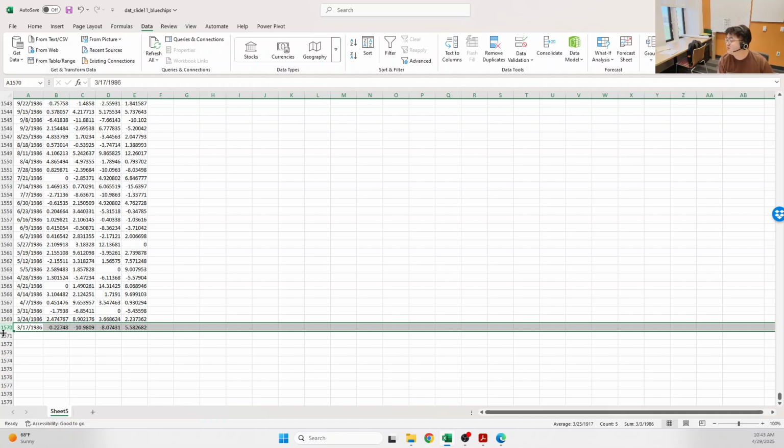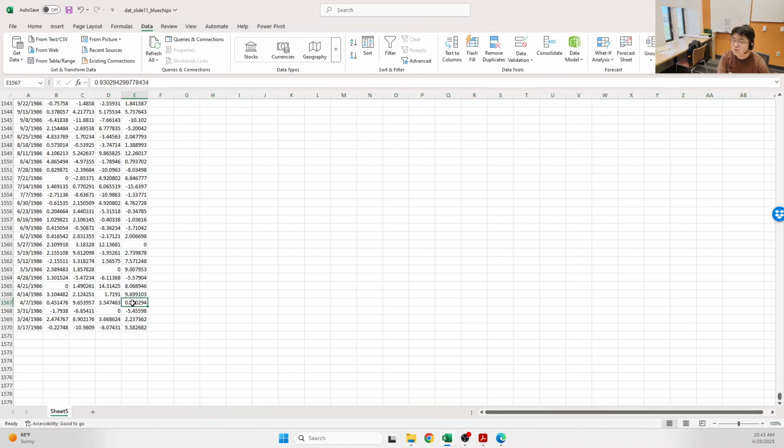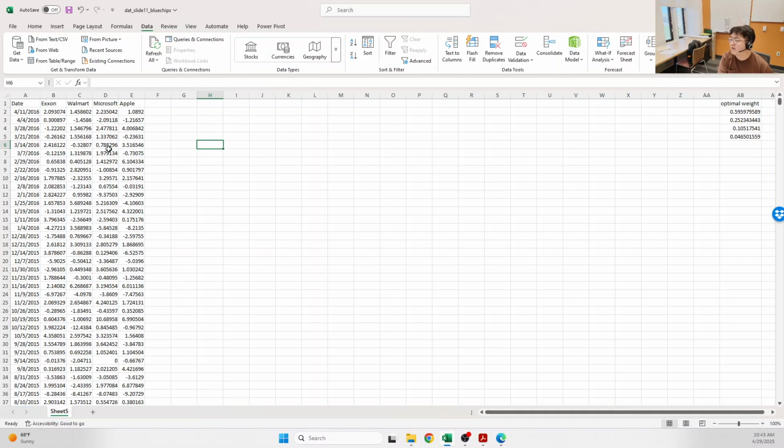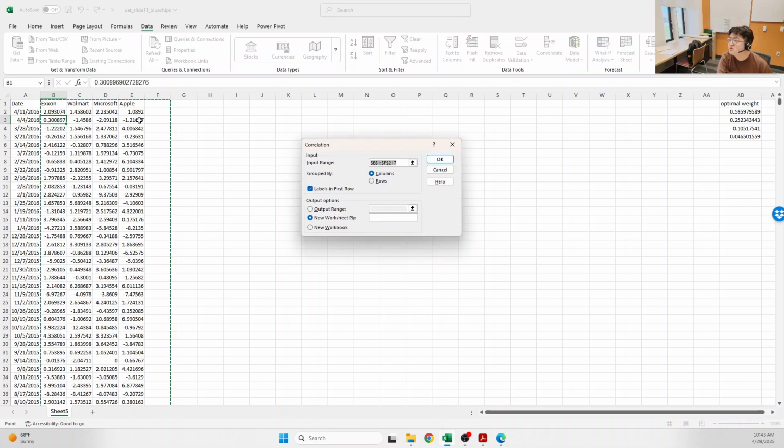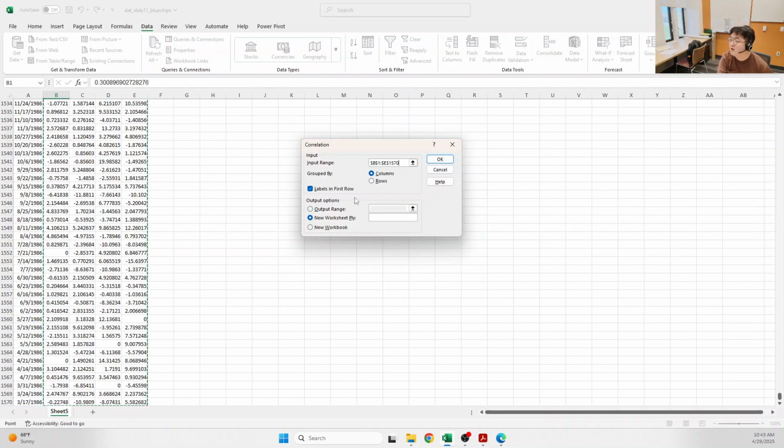So 1569 observations we have, right? So there are just four stocks that I chose. Let's first see how they are correlated. I will use covariance correlation matrix, correlation table, and we'll choose this.